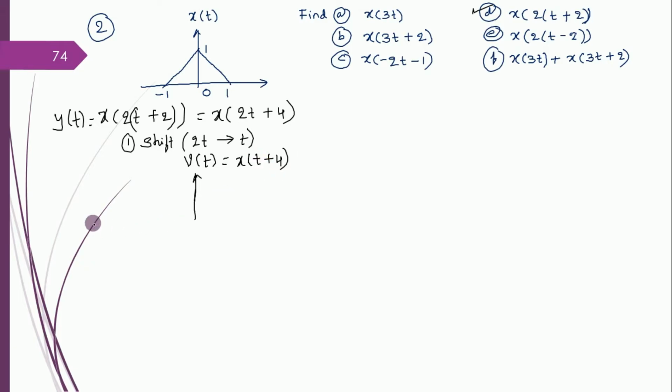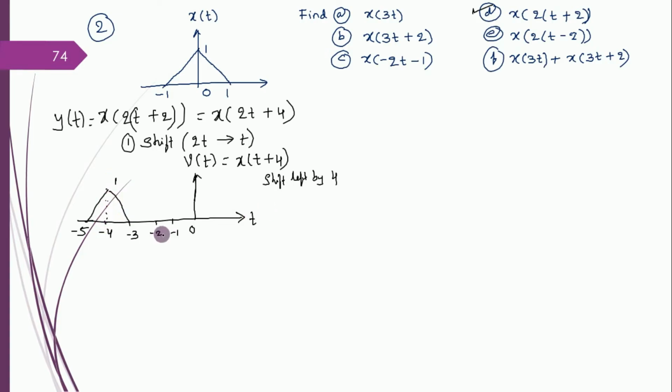So v of t is x of t plus 4. t plus 4 means shift left by 4 times. That's the meaning. This is the original signal. Shift it left by 4 times. Minus 1, if you shift it by 4 times, it will go to minus 5. 0 shifted to the left by 4 times means minus 4. 1 shifted left by 4 times means minus 3. So minus 2, minus 1, I just wrote it for continuity. So whatever is happening at 0, that will happen at minus 4.